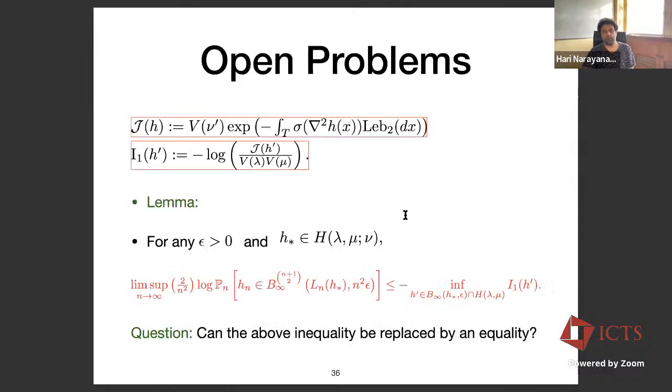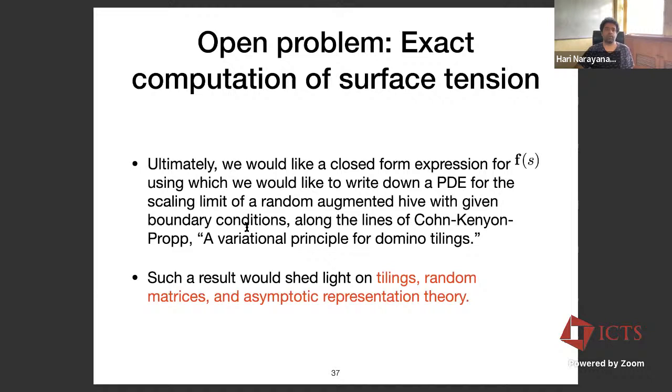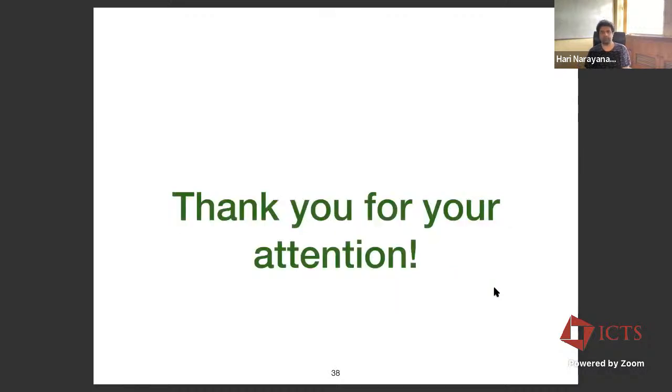I just mention that this is one open question, which is how to get rid of the condition of lambda and mu being C1 in this case. So we only have an inequality, but is it possible to get equality here? And secondly, the open problem is we would like to get a closed form expression for f of s, the limit of normalized volumes of those polytopes involving periodic Hessians, using which we would like to write down a partial differential equation for the scaling limit of a random augmented hive with given boundary conditions, along the lines of Cohen-Kenyon-Propp, a variational principle for domino tilings. Such a result would shed light on tilings, random matrices, and asymptotic representations. This is my last slide. Thank you very much for your attention.